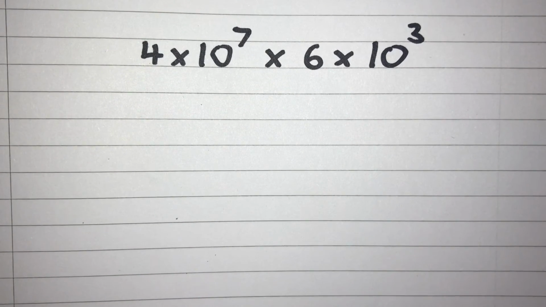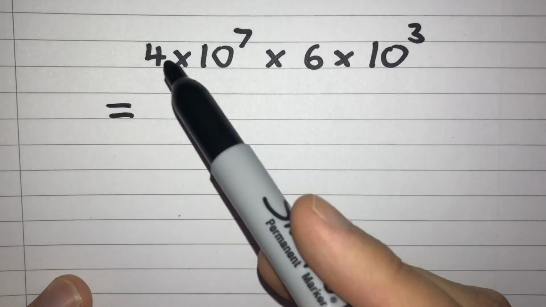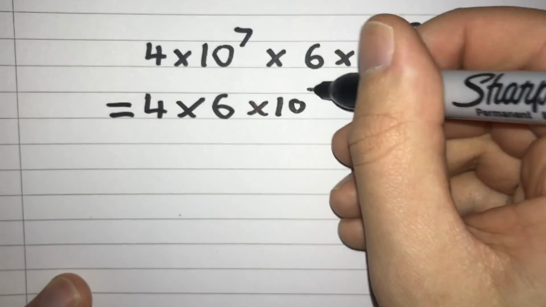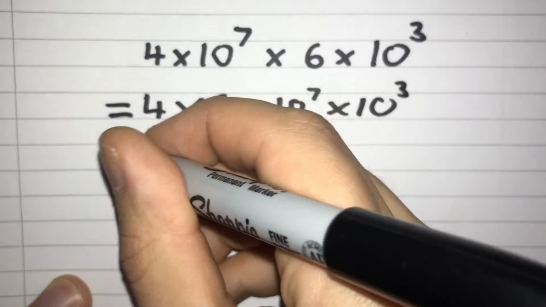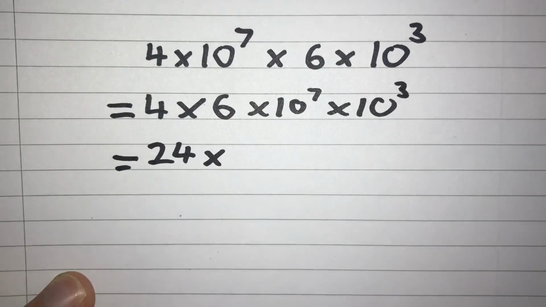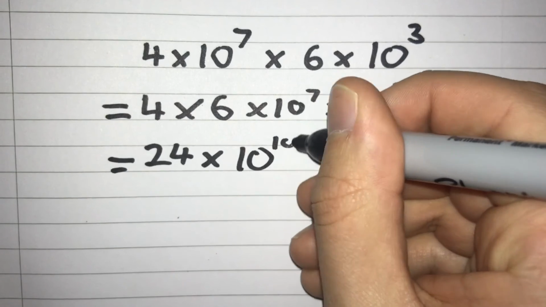Again, I'll just ask you to pause the video for a moment and I'll go through this one in just a second. So to do this one, again, we've got to rearrange our numbers so that we can work them out a little bit easier. So we go 4 times 6 out the front, multiplied by 10 to the power of 7, multiplied by 10 to the power of 3. Well, 4 times 6, that gives us 24. And then 10 to the power of 7 times 10 to the power of 3. 7 add 3 gives us 10. So we get 10 to the power of 10.